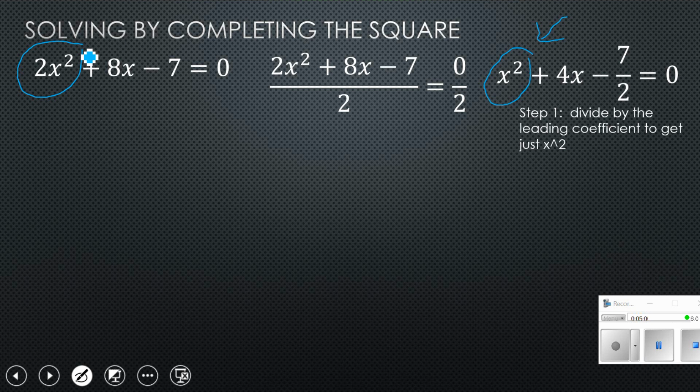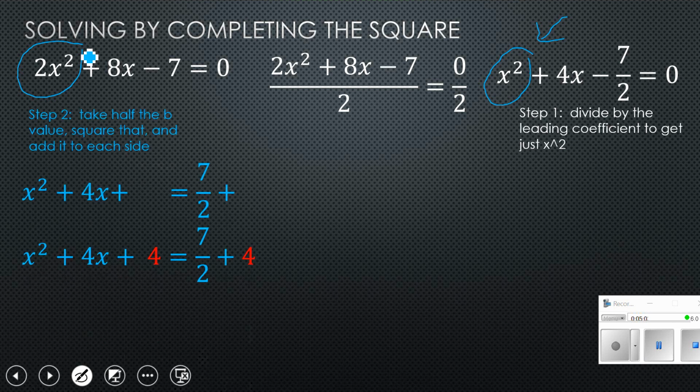Okay, step 2. What we're going to do is take half the b value and square that and add it to each side. So what does that look like? Well, the b value in this case is 4. So we take half of that, and of course half of 4 is 2, and then we square that to get the value that we're going to add to each side. Notice that's what we've done here.